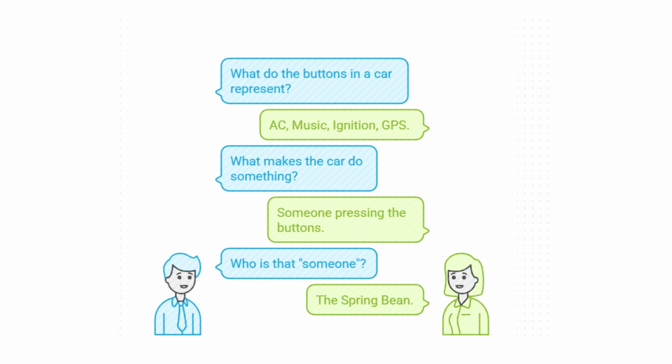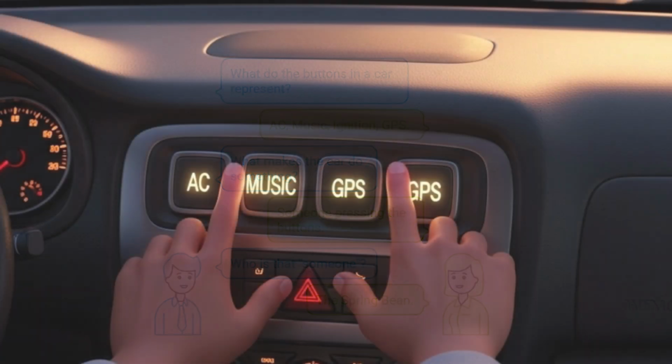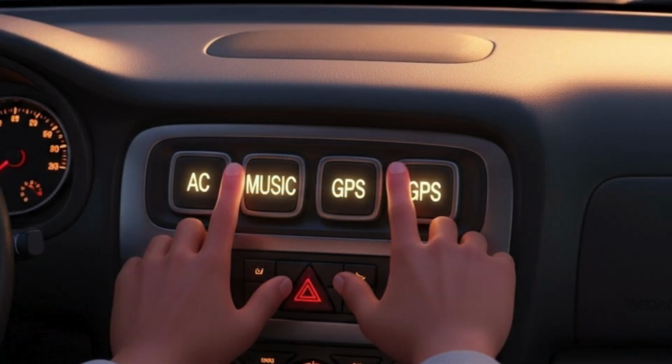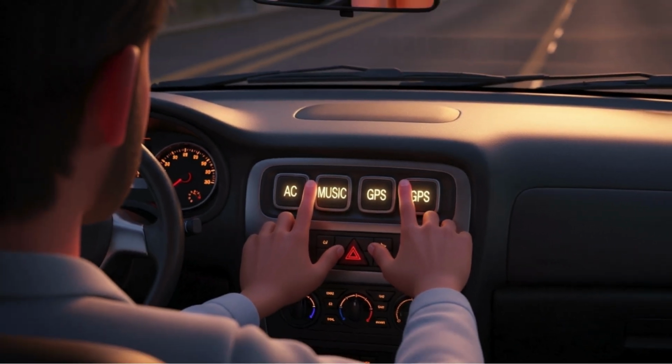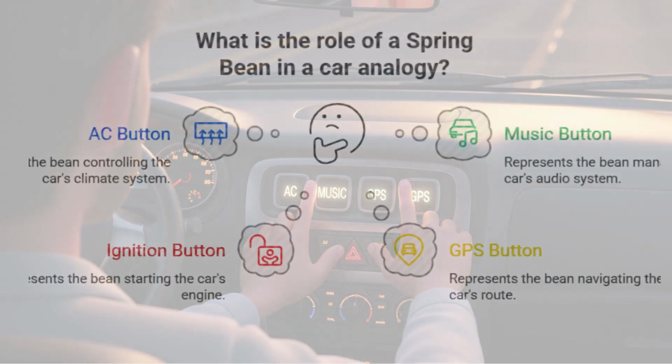Think of it this way. In the real world, a button alone does nothing until someone presses it, right? And that someone is the bean. See this. The car has all the features, but unless the driver's hands touch these buttons, nothing happens. In Spring Boot, these hands are the Spring beans. They bring annotations to life, activating the features.